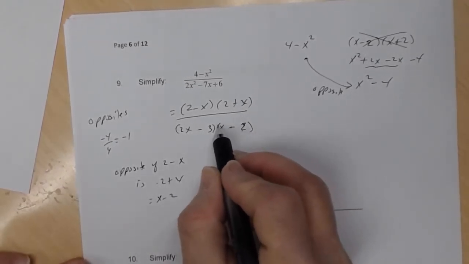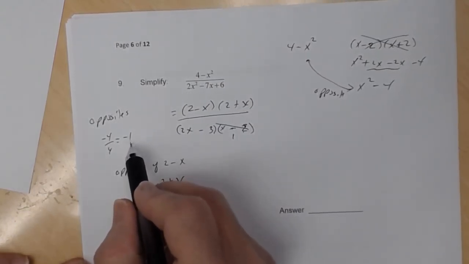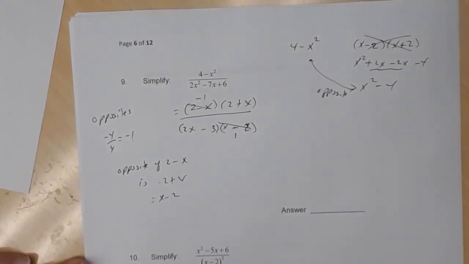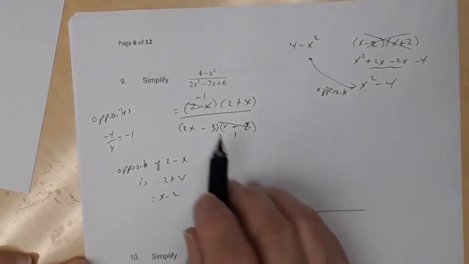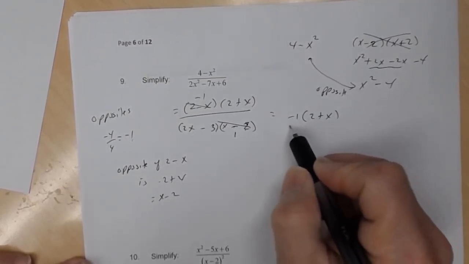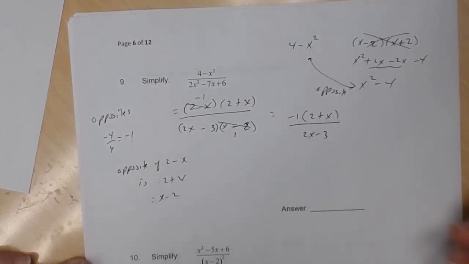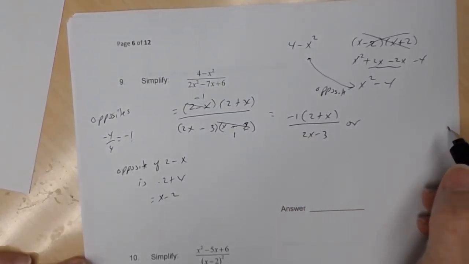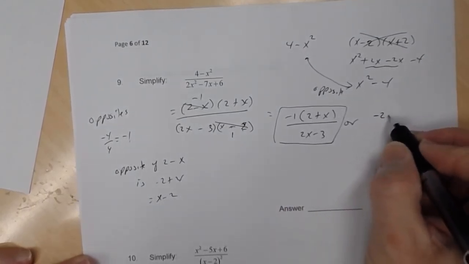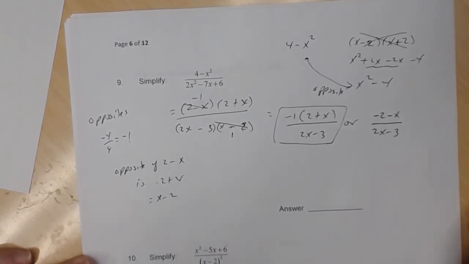So what we did was, when you reduce these, we'll make this 1, because remember you're supposed to get a negative 1, and we'll make the numerator factor negative 1. And that's about all you can reduce, and so you get negative 1 times 2 plus x, just like that, divided by 2x minus 3. Now that's one way to write it, or you could have distributed, and you could have said negative 2 minus x divided by 2x minus 3.